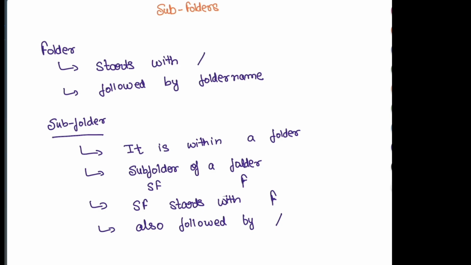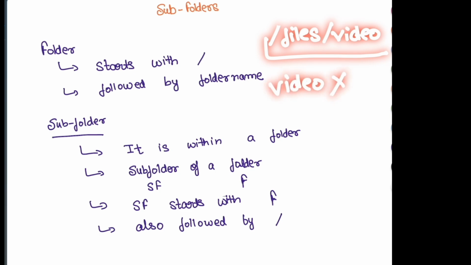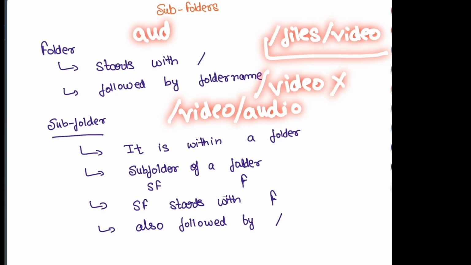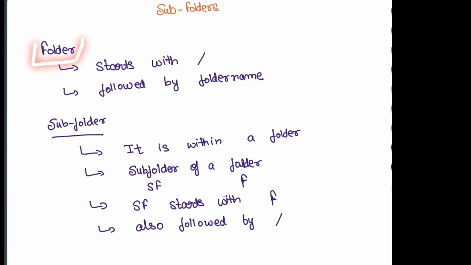Now let me tell you what is considered a folder and what is considered a subfolder. You can call any string a folder if it starts with a forward slash followed by the folder name. For example, slash files slash video is a valid folder name, but video is not valid because it should start with slash. So slash video is fine, slash video slash audio is fine, but audio slash file is not fine because it should start with a slash. So a simple rule is there: you can call anything a folder if it starts with forward slash followed by the folder name.